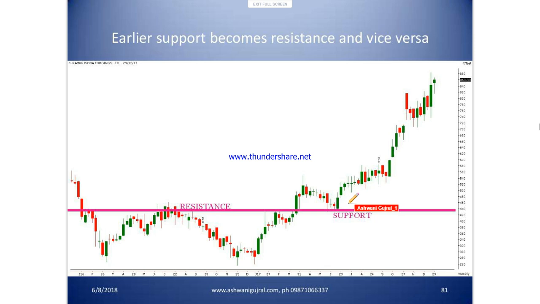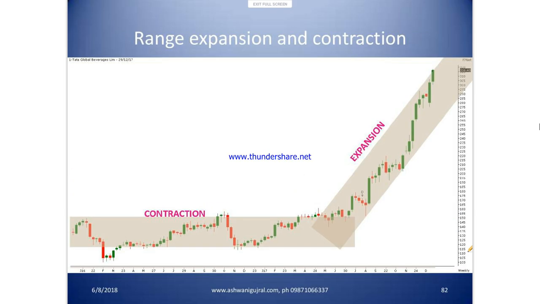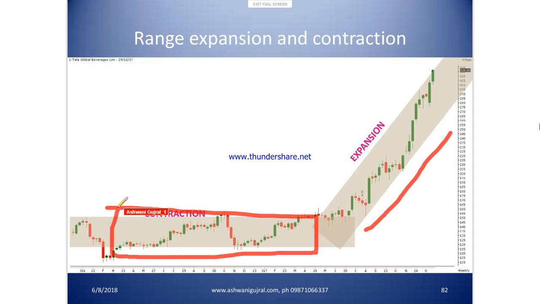Resistance became support. Again, no significant low made, hence the trend may be turning. Contraction, expansion. This is the time you want to get long on a stock. This is the time to avoid a stock. This is a precondition.